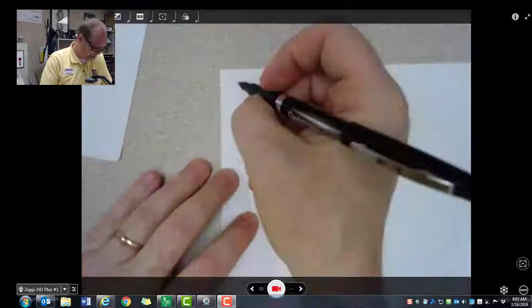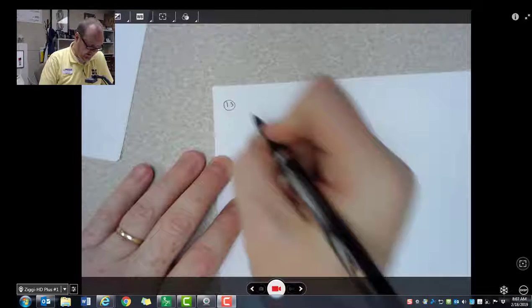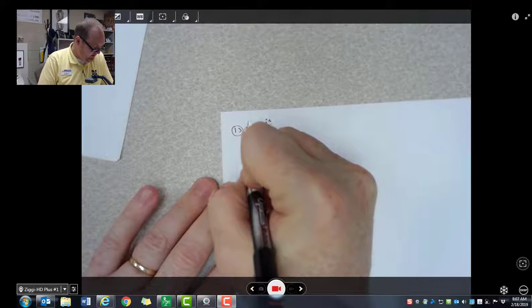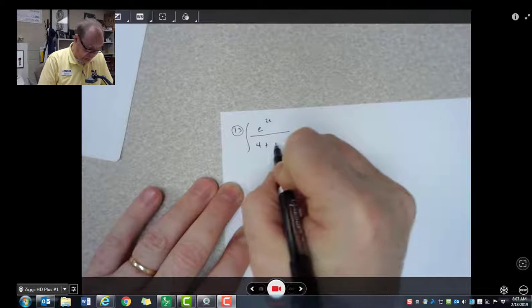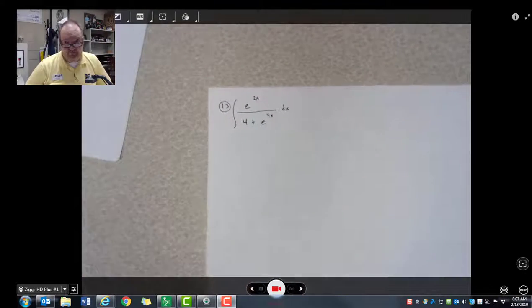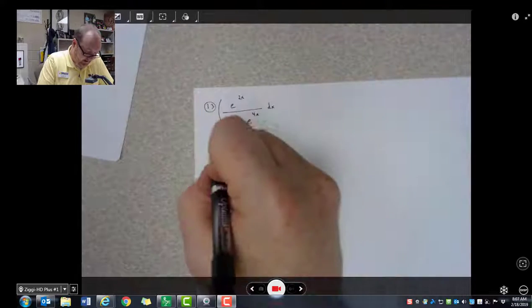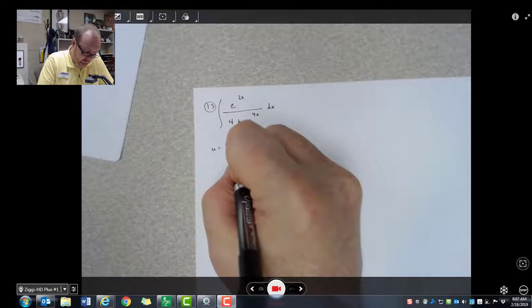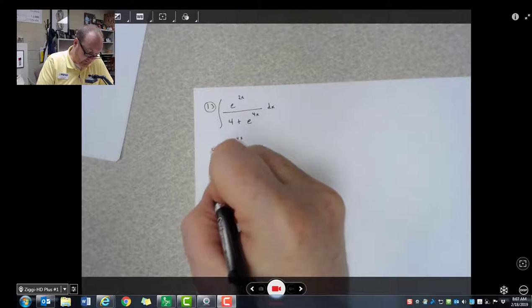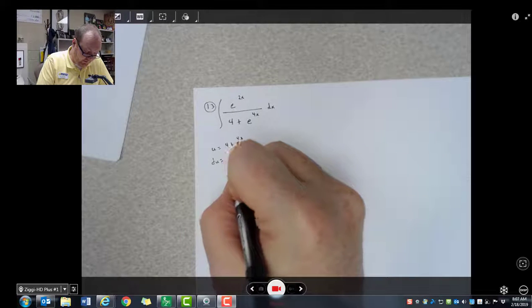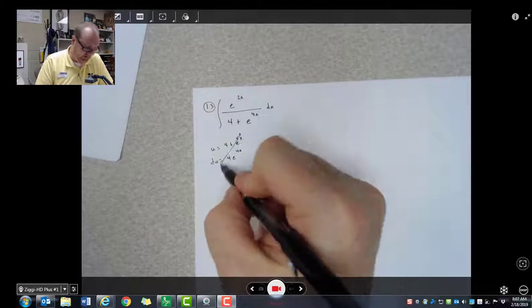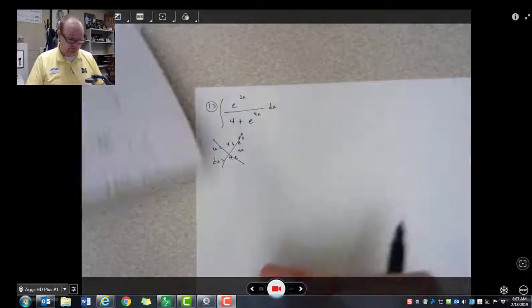Number 13. Number 13 says the integral of e to the 2x over 4 plus e to the 4x. All right, so again, the first thing I'm tempted to try is a du over u case. If I choose u to be 4 plus e to the 4x, then the derivative of that is 4e to the 4x. And I don't have a 4x at all up there, so that's not going to work. So let me try one of those trig functions.